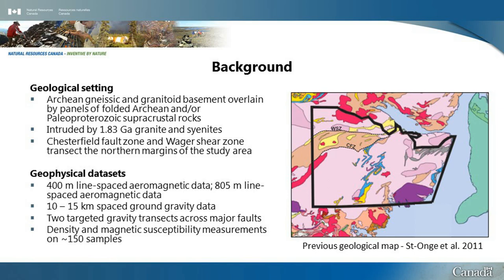On the right is the geological map that was produced following the remote predictive mapping in the 2000s, before people had done any systematic mapping projects, and as you can see, it's pretty pink. The blue are panels of supracrustal rocks, and the bright pink are the 1.83 Ga Hudson granite and Martell syenite intrusions. Transecting the northern margins of the study area are the Chesterfield Fault Zone and the Wager Bay Shear Zone, both of which are really big structures that are poorly understood, and we don't really know a lot about them or what they even mean.